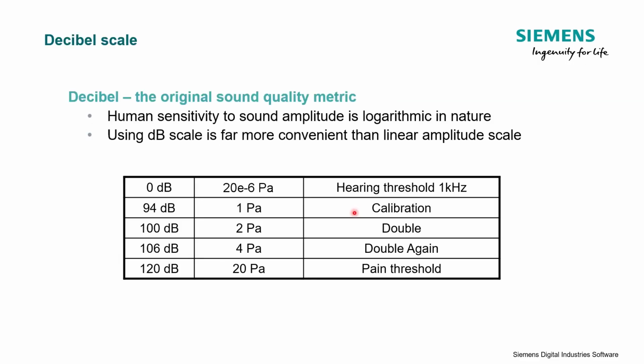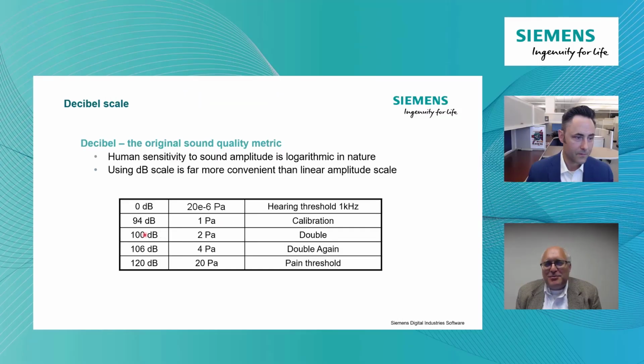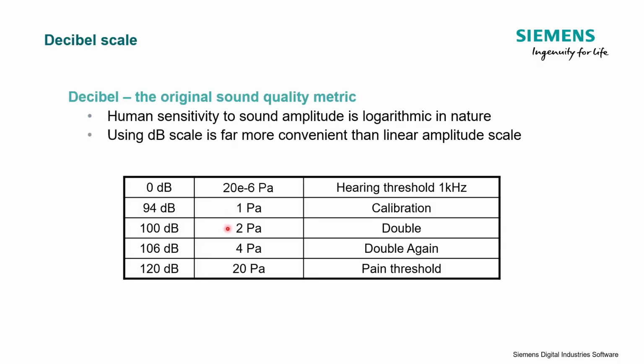Now, something interesting is I'm going to show you here where I take 1 Pascal and I double that, and I go from 1 Pascal to 2 Pascals. I've doubled the pressure. What happens to my decibel value, Pete? Yes, 94 to 100 is a 6 dB increase. Yep, so we went from 1 to 2, so doubling the pressure is a 6 dB increase. But now what? Let me show you something weird.